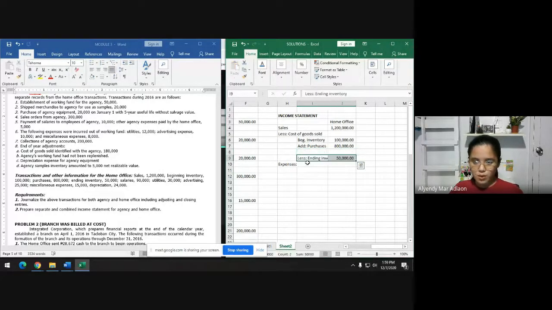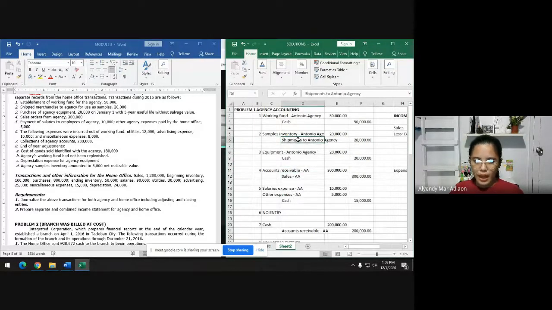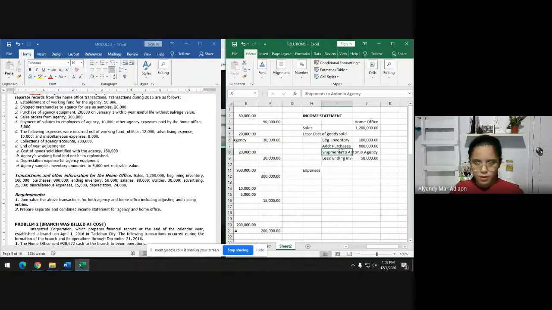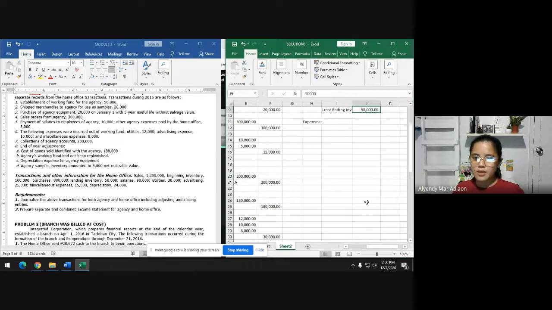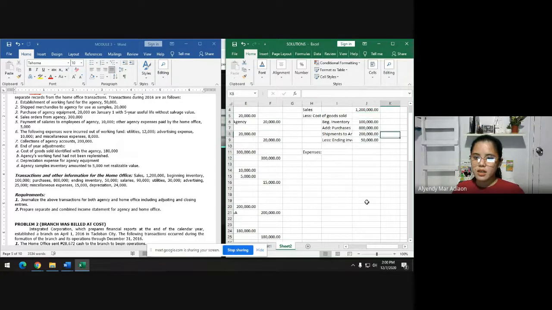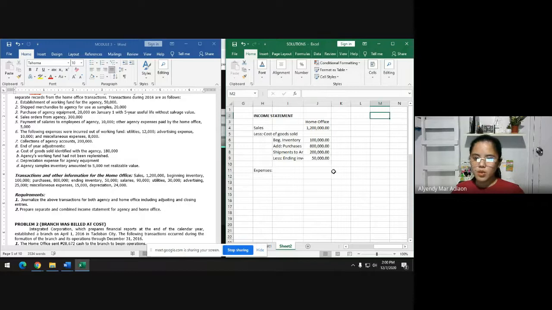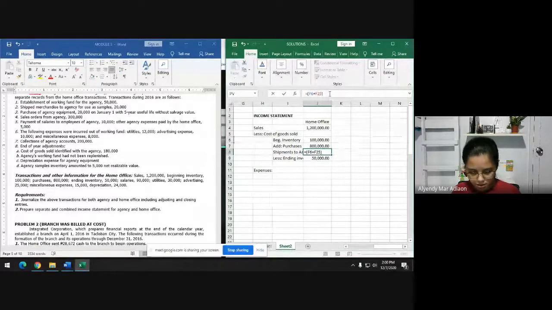Okay? So, shipments to Antonio Agency amounting to how much? You have there 20,000 pesos of shipment, and aside from that, the shipments sold to Antonio Agency, 180,000. So there is shipments amounting to 200,000. So we will make it negative. Okay, 200,000.